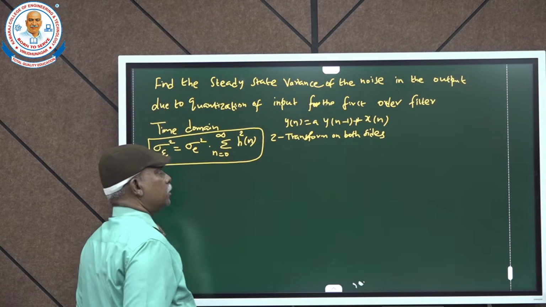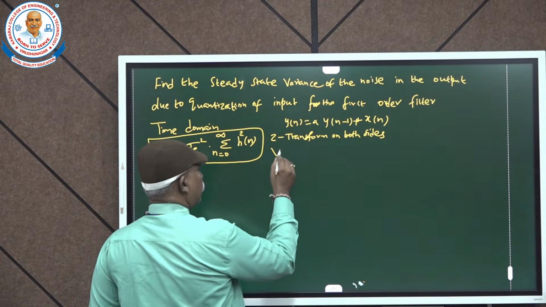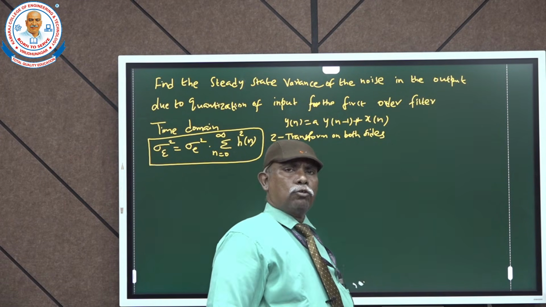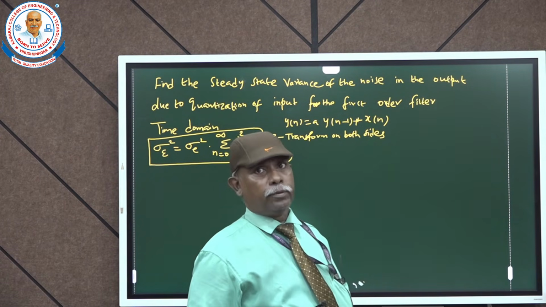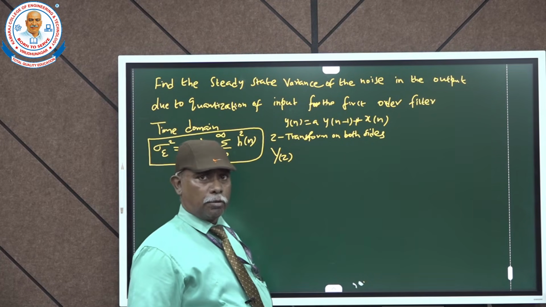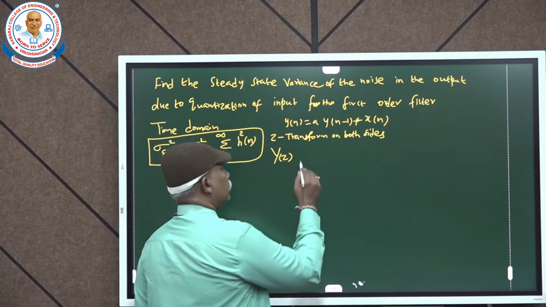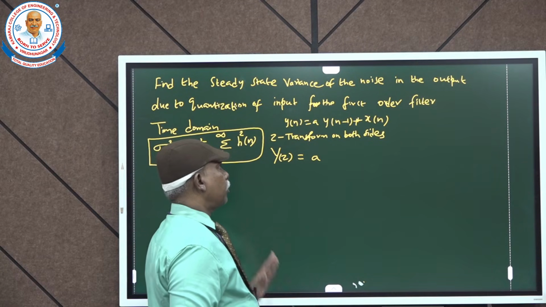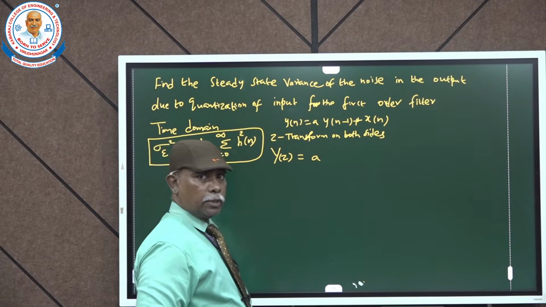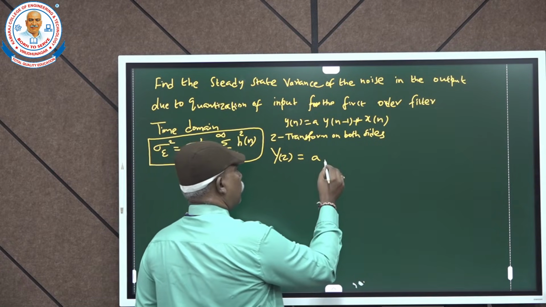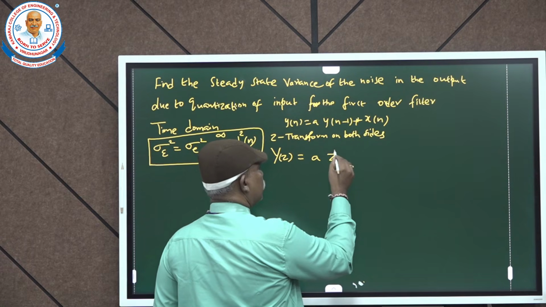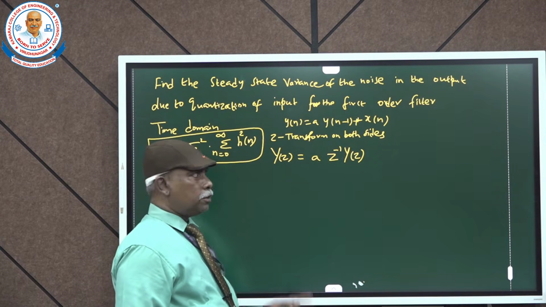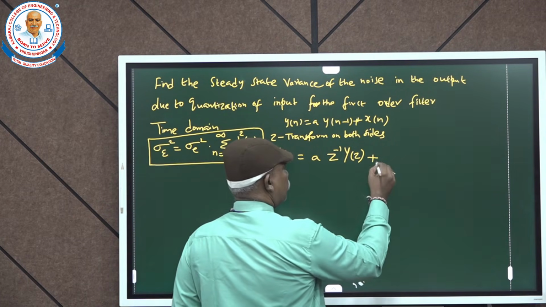Taking the Z transform, y of n becomes capital Y of Z. Small y represents the time domain, capital Y represents the frequency domain. n means time domain, Z means frequency domain. A is a constant, so after taking the transform it remains a. Y of n minus 1 is a delay, so it becomes Z inverse into Y of Z, because one delay means Z inverse. Plus x of n, whose Z transform is X of Z.